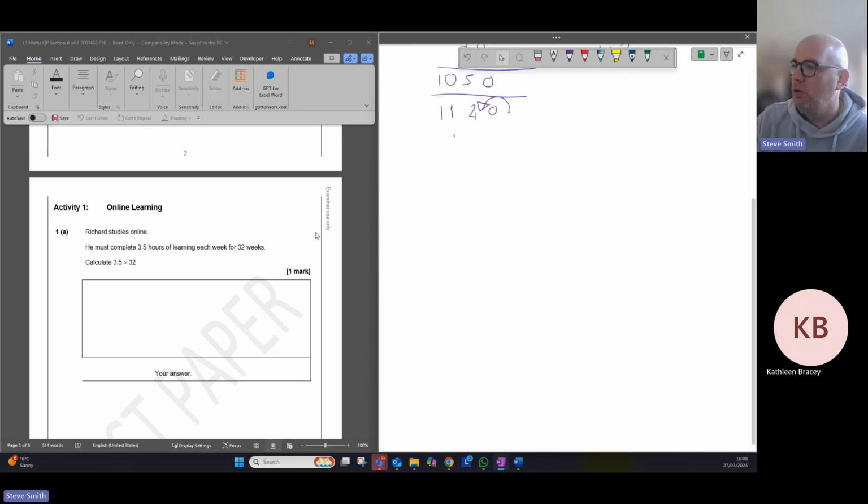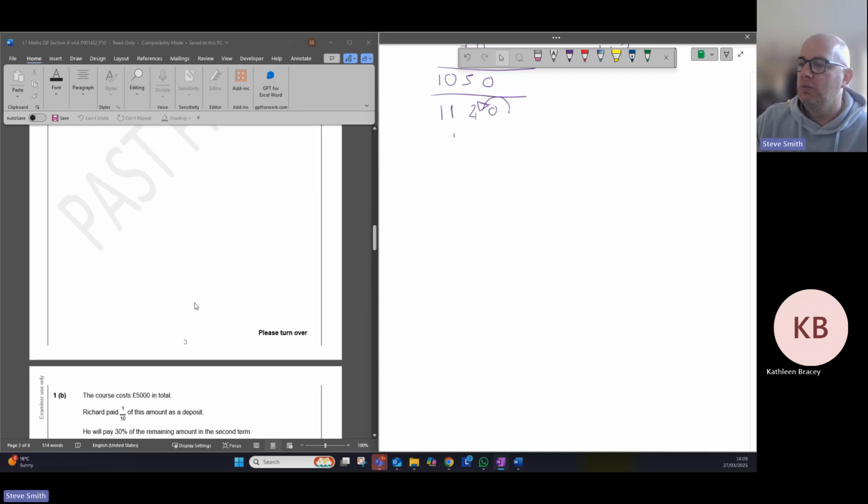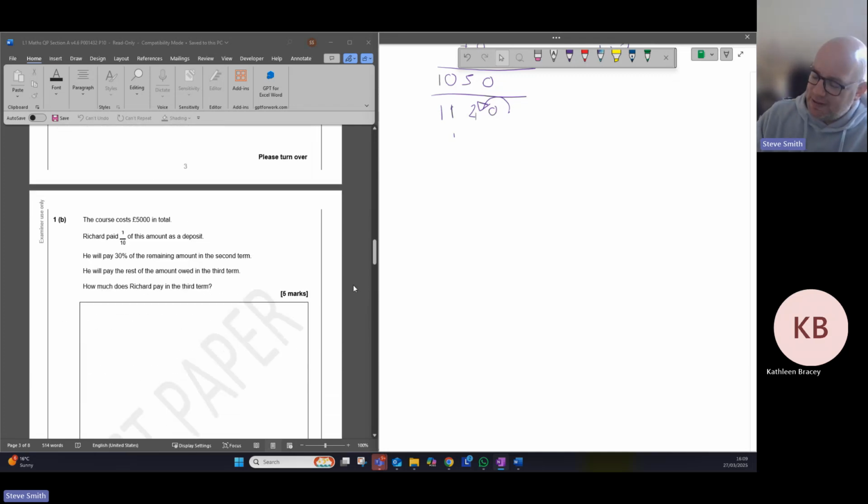So let's roll into the next question, the 5-pointer. They set you off nice and straightforward with a 1-pointer, but then they say, right, you've done a 1-pointer, now you can have a go at a big 5-pointer.